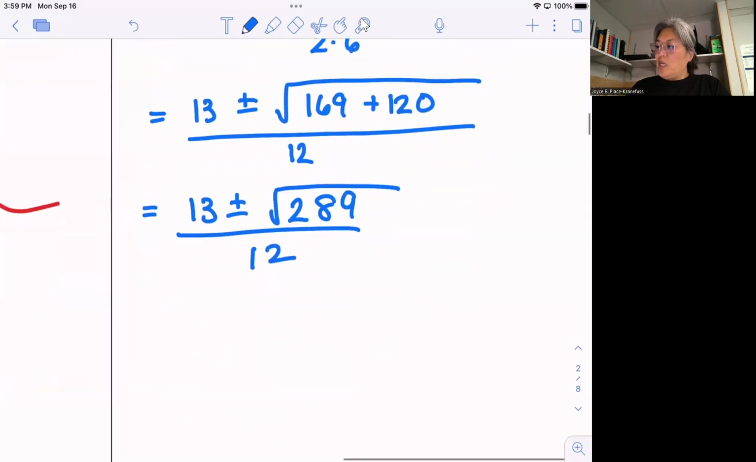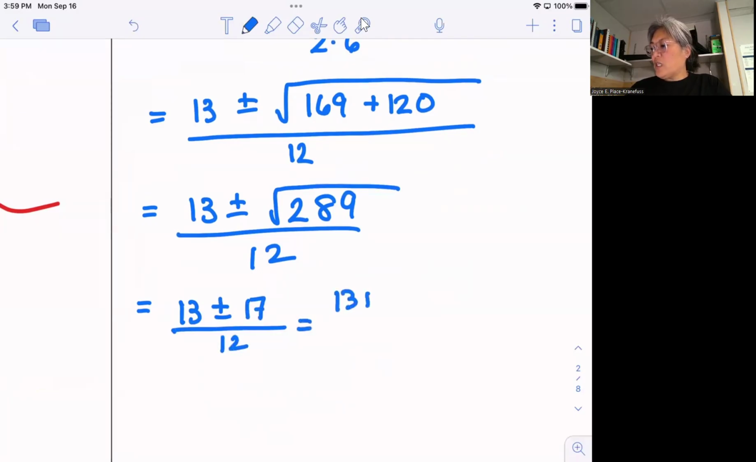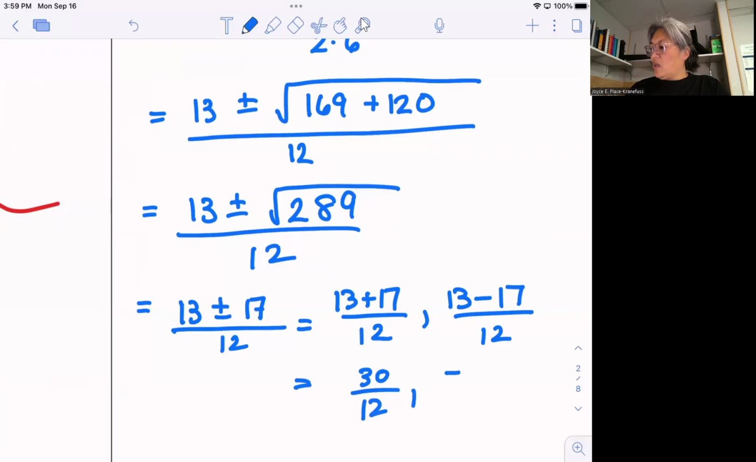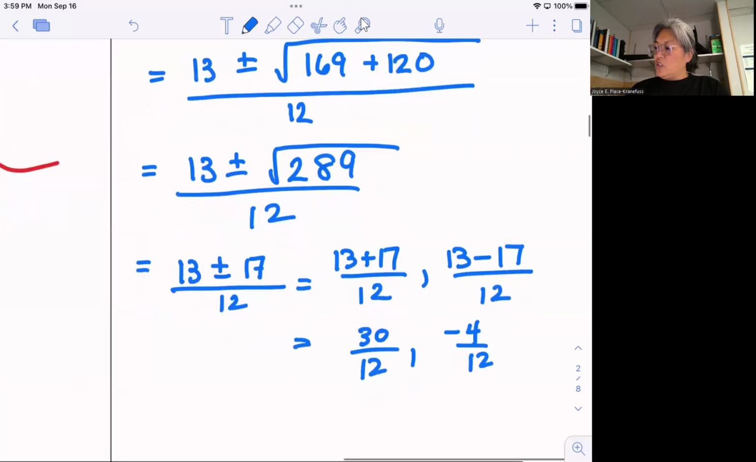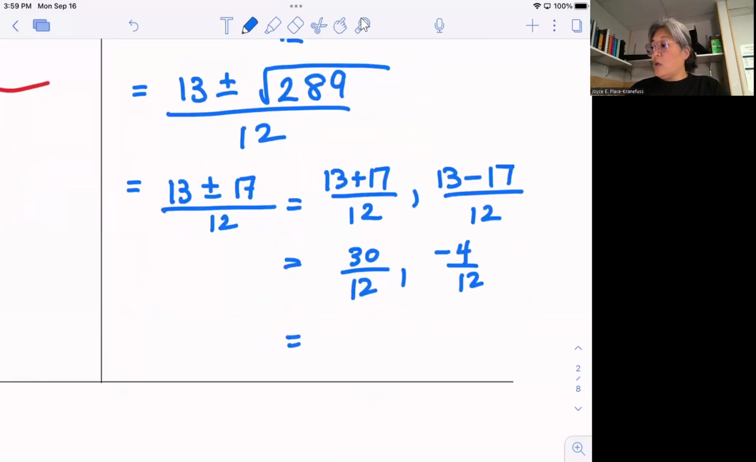The square root of 289, it is even. It comes out nicely. It is 13 plus or minus 17 over 12. So your two answers are 13 plus 17 over 12 and 13 minus 17 over 12, which is 30 over 12 or negative 4 over 12, which again simplifies to 5 over 2, divisible both by 6, and negative 1/3.